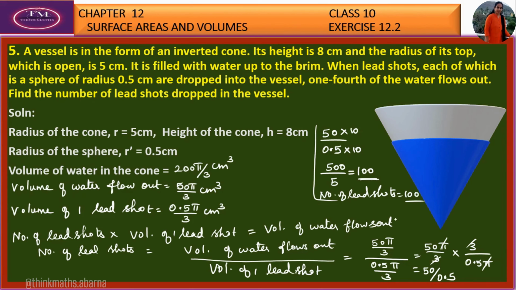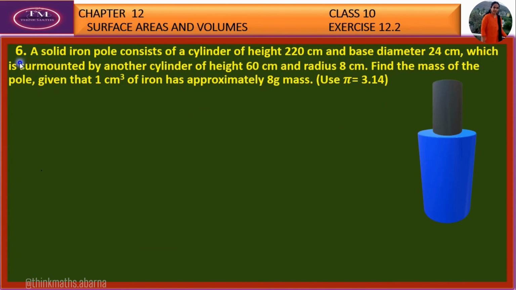Okay children, I hope you can understand this problem. So moving on to the sixth problem. A solid iron pole consists of a cylinder of height 220 centimeter and base diameter 24 centimeter, which is surmounted by another cylinder of height 60 centimeter and radius 8 centimeter. Find the mass of the pole given that 1 centimeter cube of iron has approximately 8 gram mass.